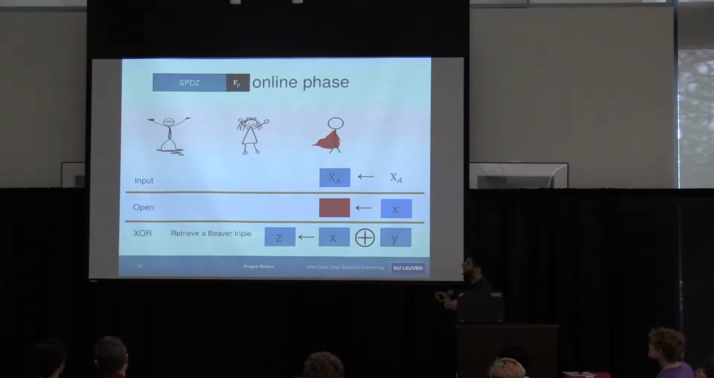And to do an XOR, if these are bits, to do XOR in F_p requires one multiplication. It's not free, such as when you're working over Boolean shares. Why? Because X XOR Y is basically X plus Y minus 2 times XY. That's if you're doing stuff over arithmetic. So to do the XOR, we retrieve a Beaver triple, we use that Beaver triple, and then we do the XOR.